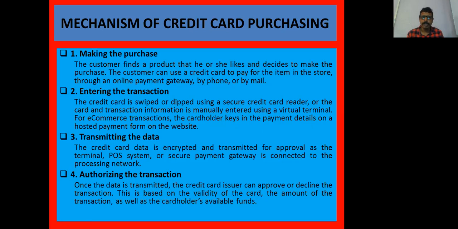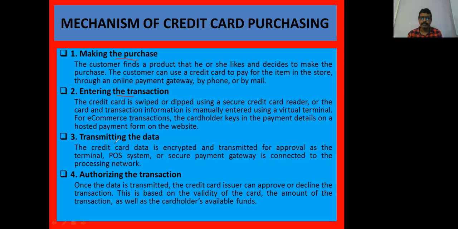Mechanism of card purchase. First and foremost, the customer wants to purchase a product. He makes a purchase decision, that is, he purchases the product. Next, he enters into the transaction. That is, he finishes off the selection of the product. Now he wants to pay the money through credit card. So he enters the transaction.